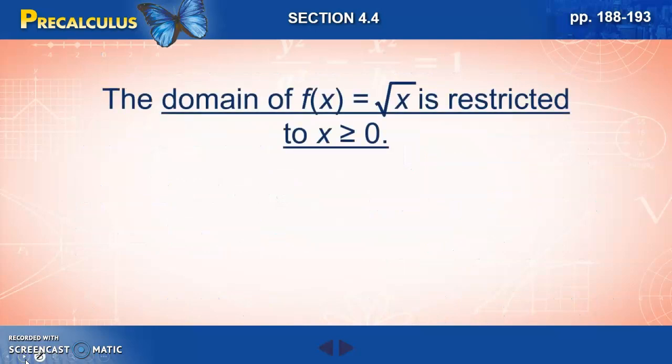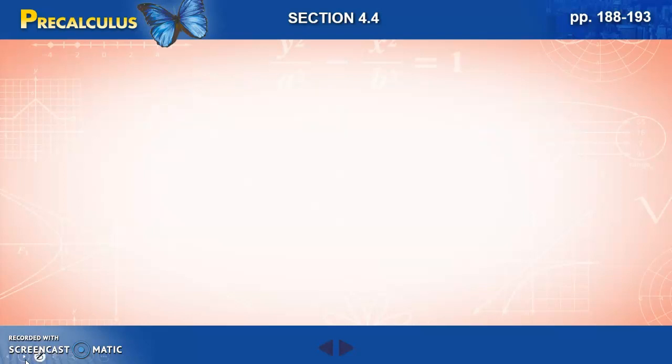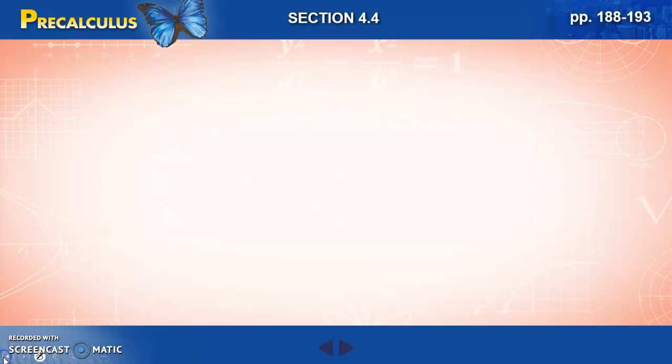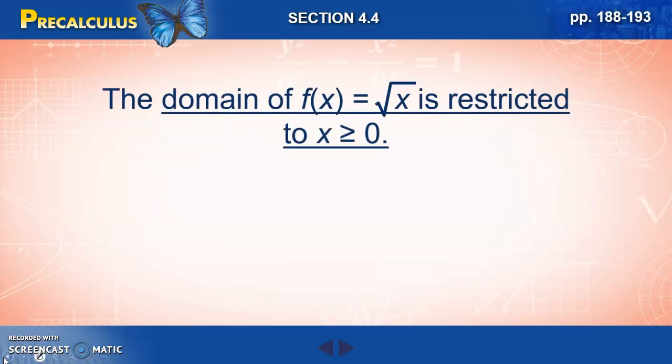The domain of the square root function is restricted to x must be greater than or equal to 0. Now think why that is. What if x was -1 or -2? Hopefully you remember that we can't take negative roots, at least not in the world of real numbers.